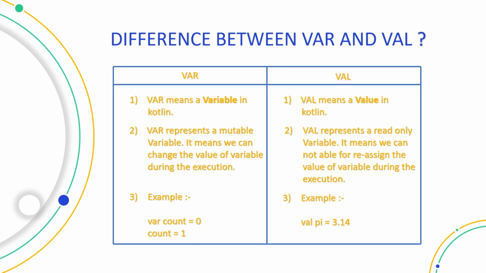Let's see the examples. In the var example, count is changeable. Where in the val example, pi represents a constant value, it means it does not change during the execution.